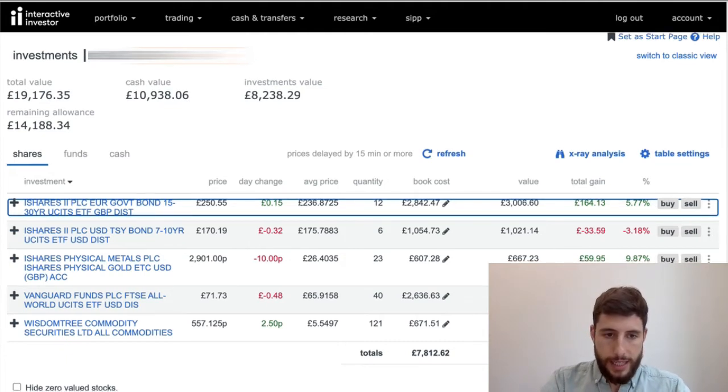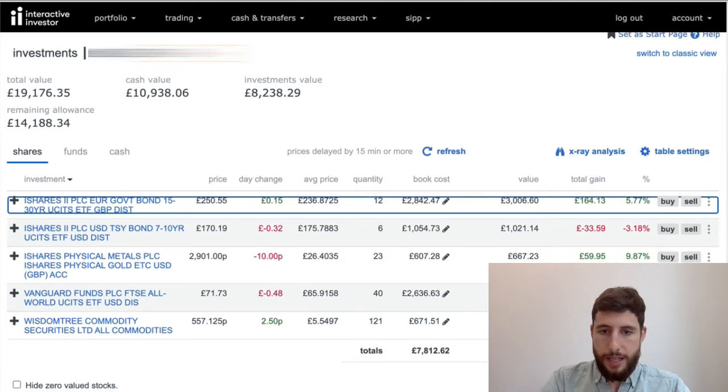So let's jump into this in a little bit more detail. So overall, we paid £7,812 to buy these items, and now they're worth £8,238. So that's a total gain of £425. Brilliant, that's what we like to see.